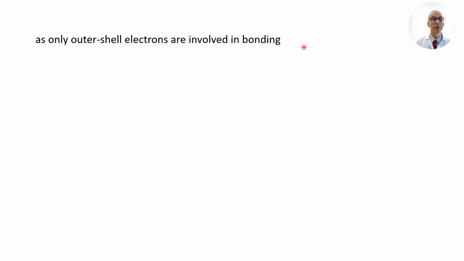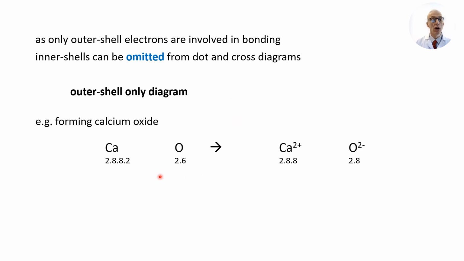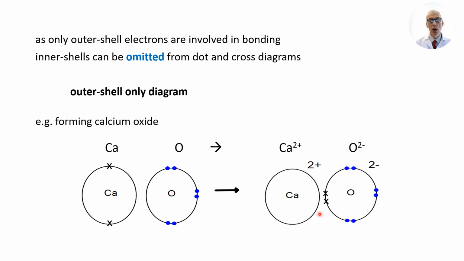For clarity, and as only outer shell electrons are involved in bonding, the inner shells can be omitted from dot and cross diagrams, and this simplifies everything into an outer shell only diagram. So calcium 2,8,8,2, oxygen 2,6, going to make calcium oxide. Instead of drawing all of the shells, we just draw the outer shell, calcium with 2 electrons. It's in group 2. Oxygen, if you recall, had 6. We therefore form on the right-hand side a calcium ion, where there's 2 alternatives here.